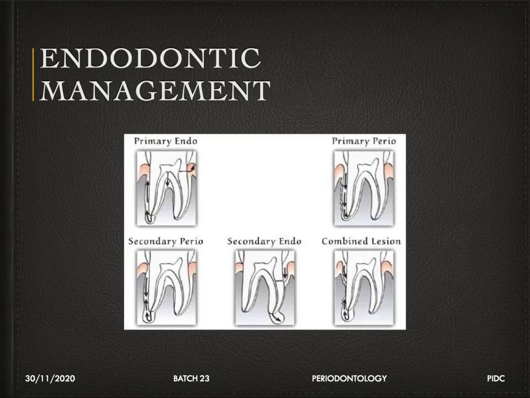If it is a primary endodontic lesion, treatment of the endodontic lesion alone will resolve the secondary periodontal lesion produced by the primary endodontic lesion. If it is a primary periodontal lesion which resulted in endodontic sequelae, then you have to treat the endodontic lesion as well as the periodontal lesion. Both have to be treated to get back to the healthy state.